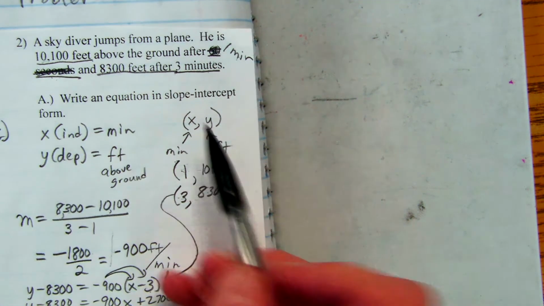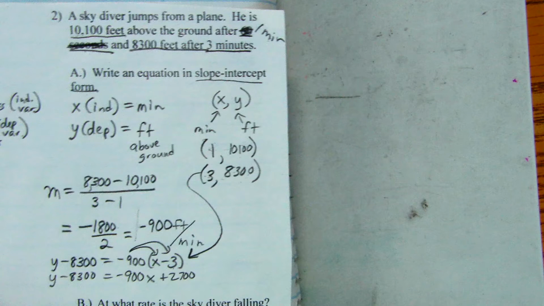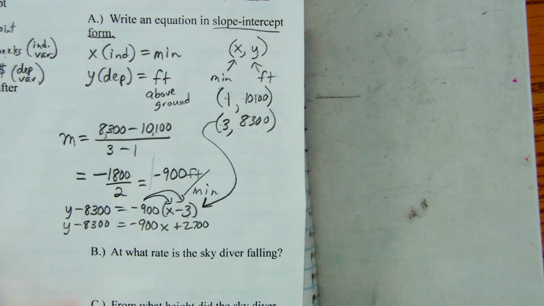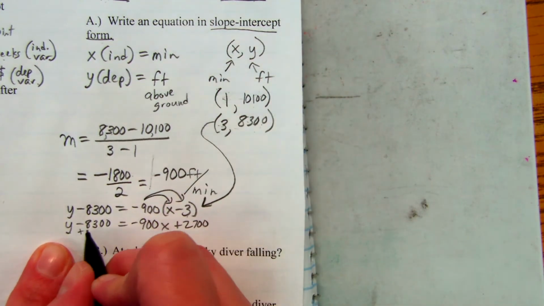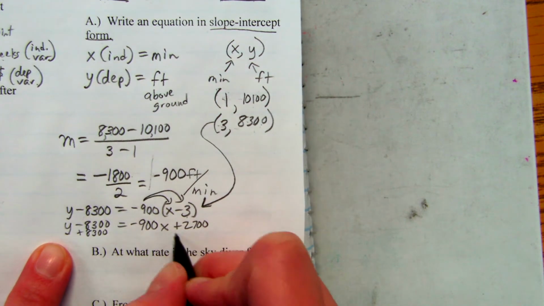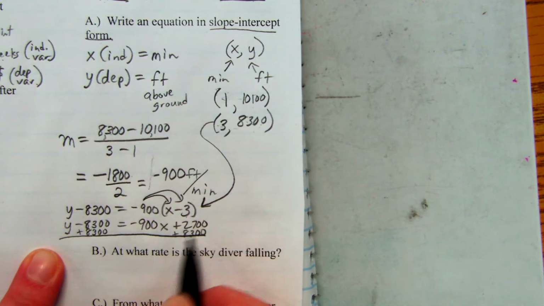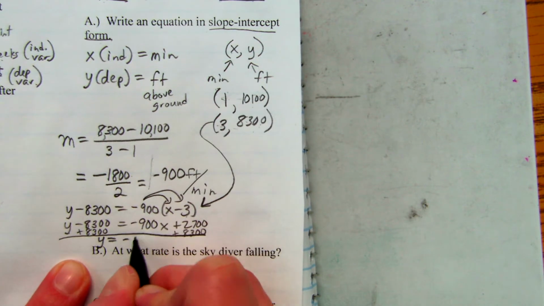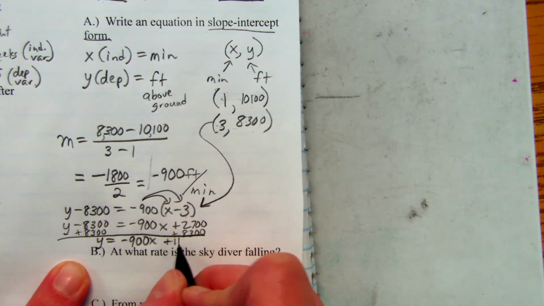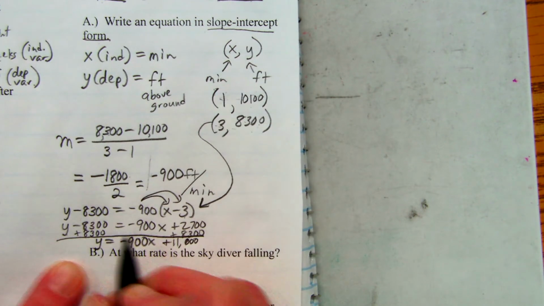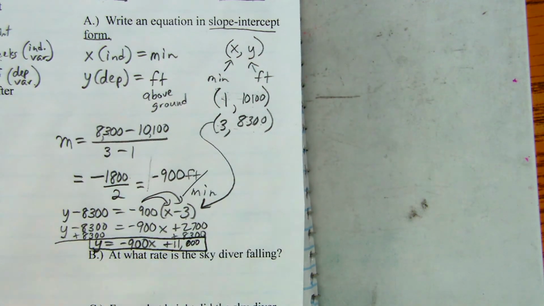So they want slope intercept form. I have to go all the way until I have y equals. So how do I get the y by itself? Add 8,300. Add 8,300. I'm running out of room, but we're going to make it work. So y equals negative 900x plus 11,000.